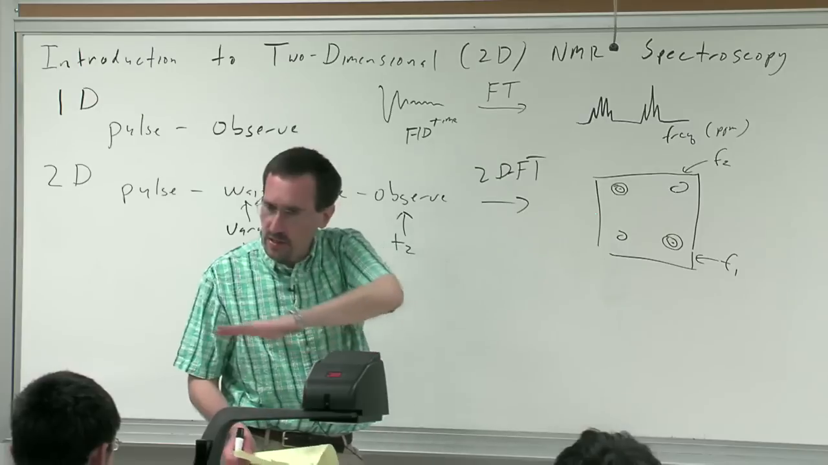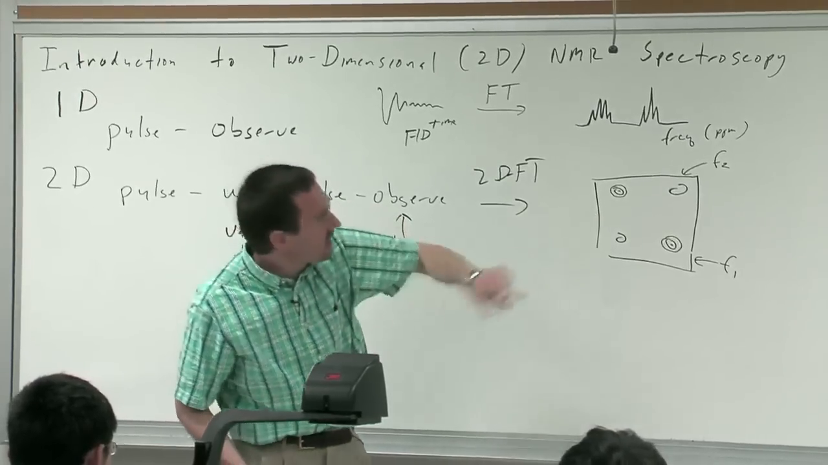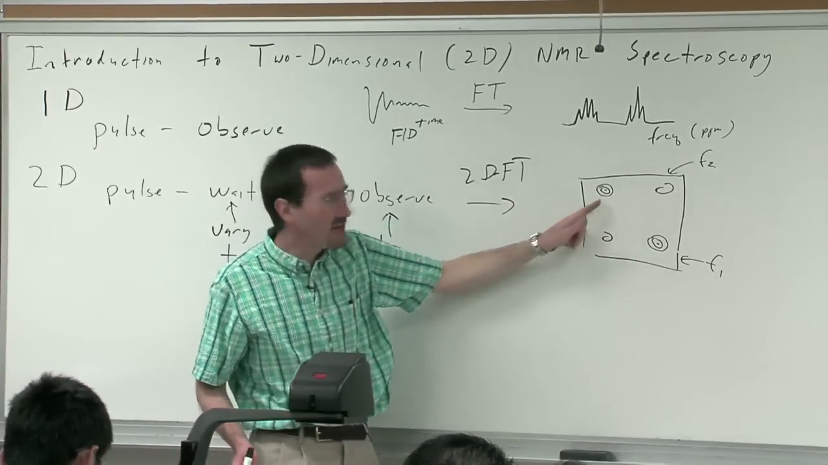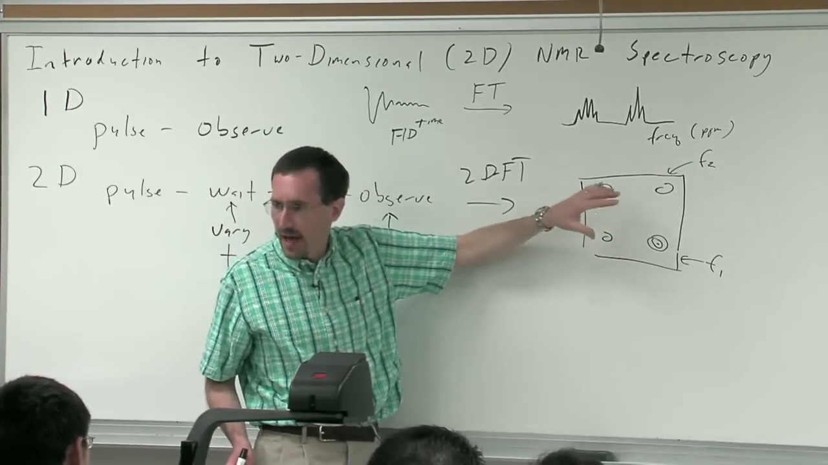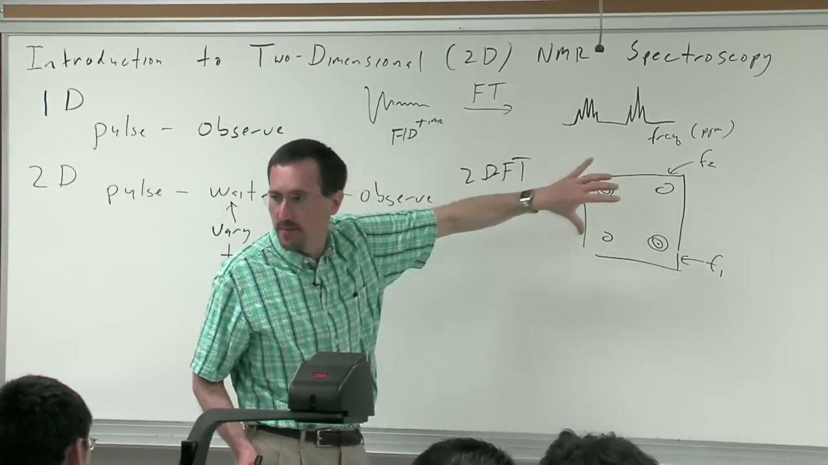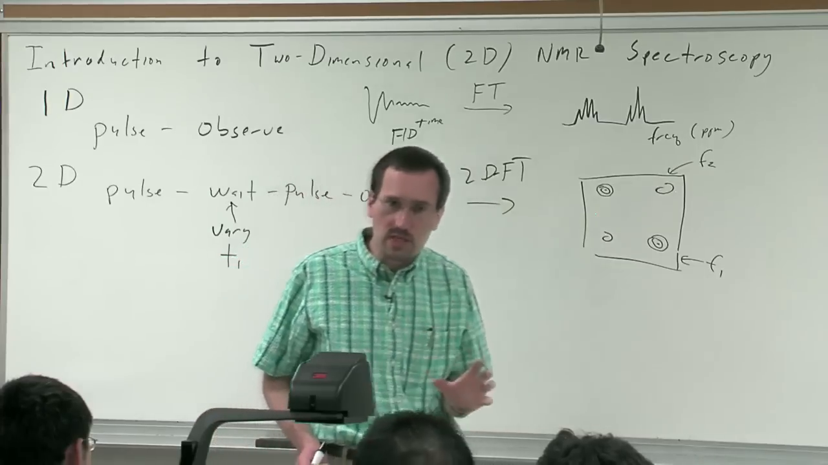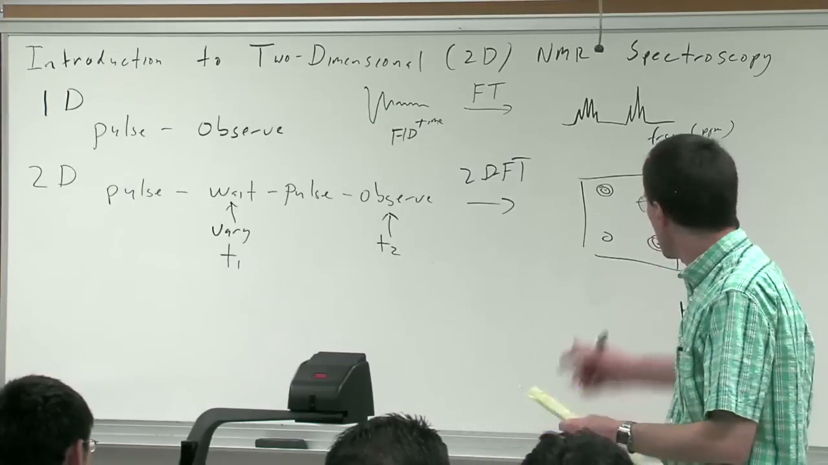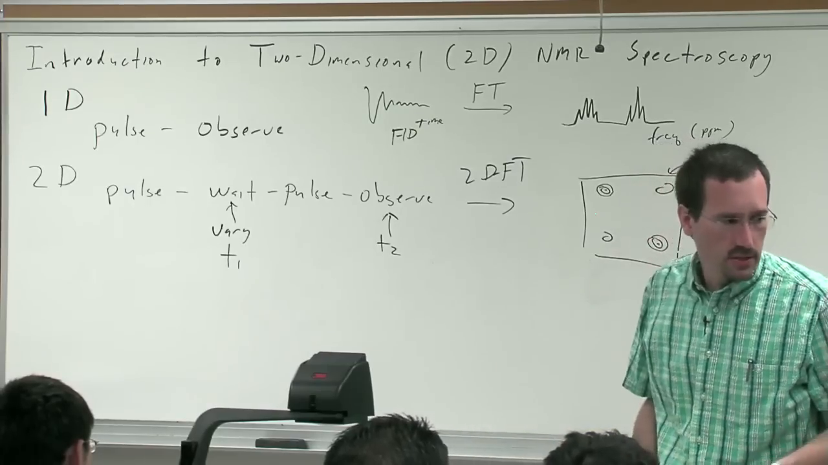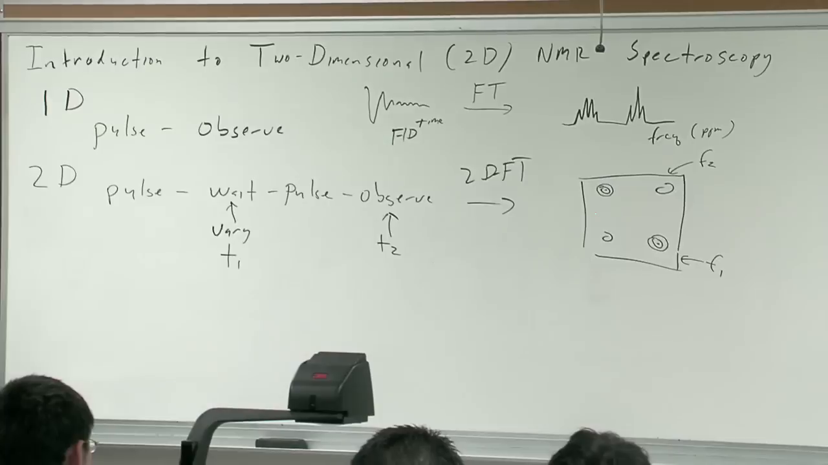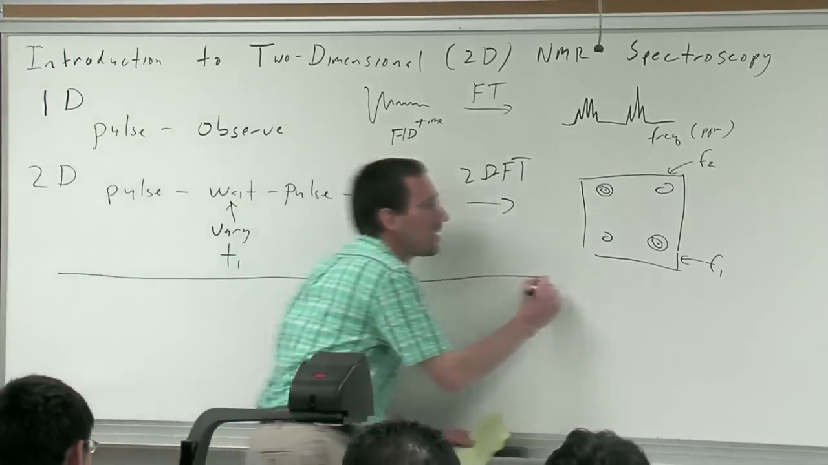That's just like if you've ever seen a topographical map of the mountains, each contour represents a certain height. So a very tall peak has many contours, and a short peak has fewer contours. So it's 3 dimensions being projected in 2. But again, the reason we call this 2D NMR is not because there are 2 dimensions in the graph, but rather because there are 2 time dimensions. All right, that's what I want to say about the basic mechanics of the experiment.